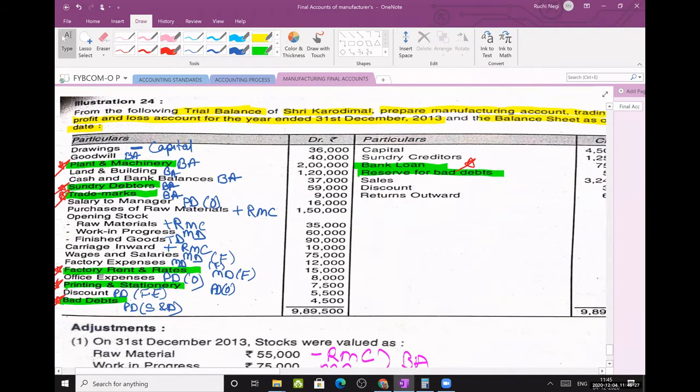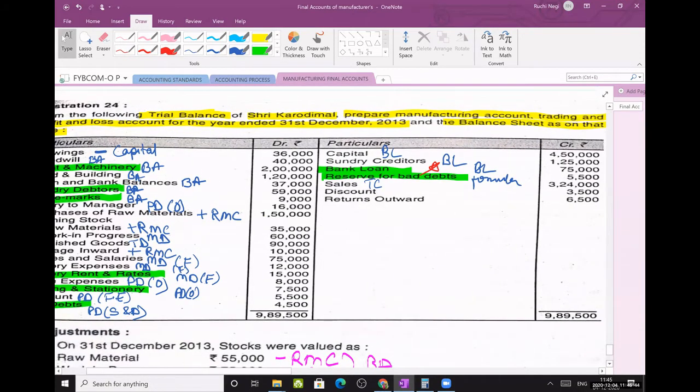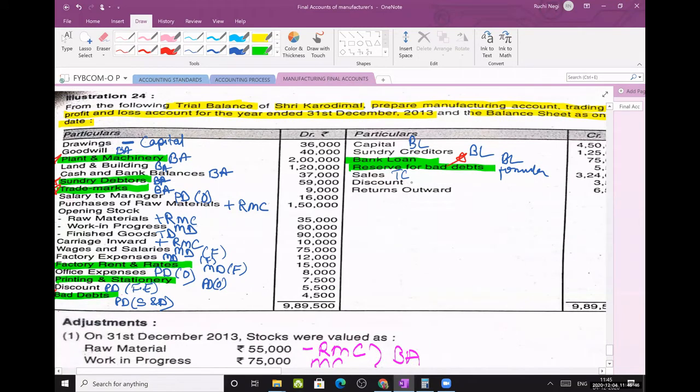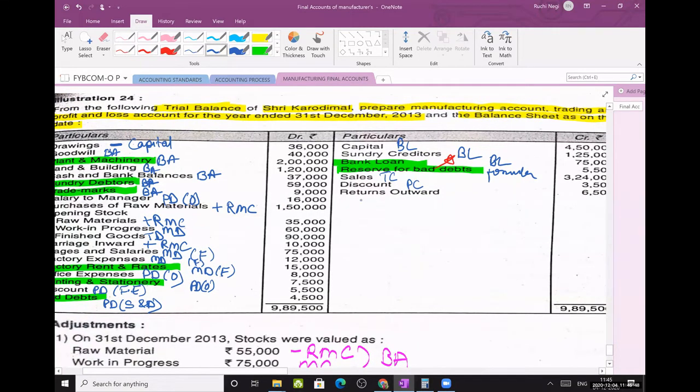Capital, you all know, balance sheet liability. Creditors, balance sheet liability. Bank loan, balance sheet liability. Reserve for bad debts, you're going to use that in the formula. Okay, then sales will be trading credit. Discount, ये credit side में है, so ये कौन सा वाला discount है? P&L account credit side पे आएगा. Return outwards, मतलब ये purchase return है.